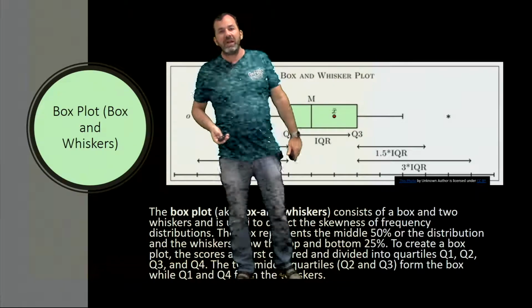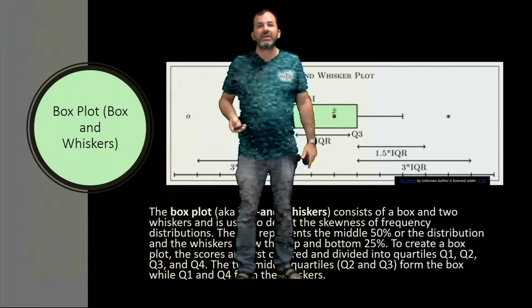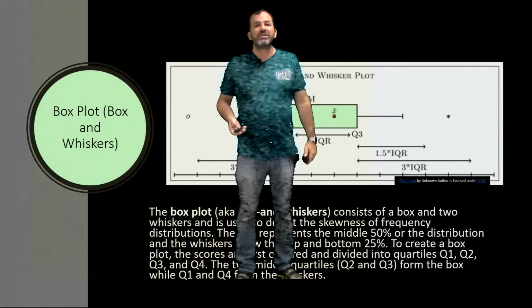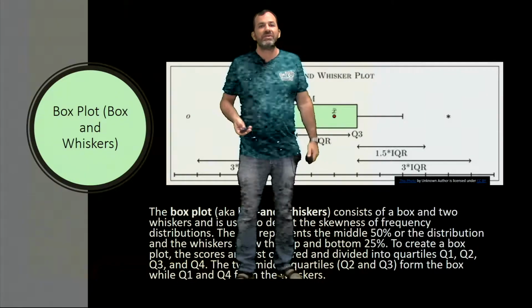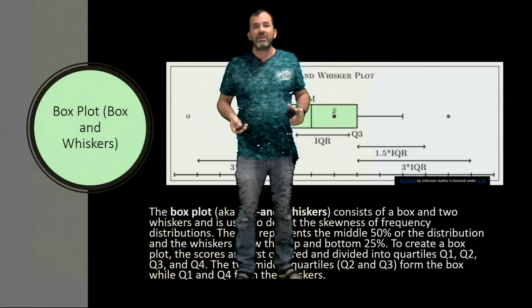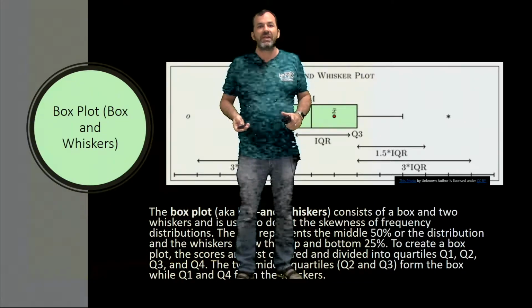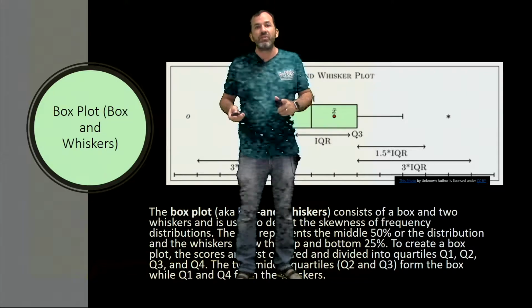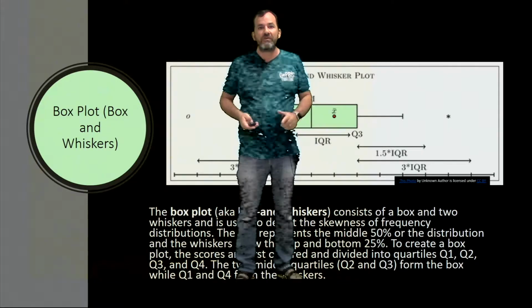The box plot, also known as the box and whiskers, consists of a box and two whiskers and is used to depict the skewness of frequency distributions. The box represents the middle 50% of the distribution, and the whiskers show the top and bottom 25%.